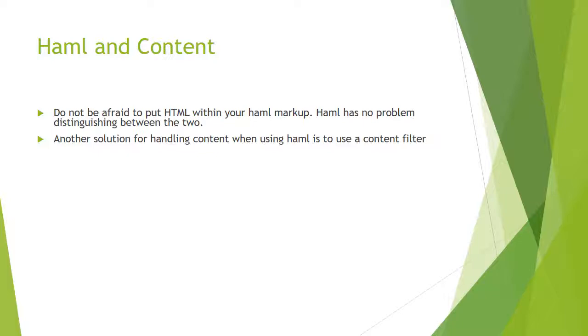Another solution for handling content when using HAML is to use a content filter. HAML allows any block of content to be passed through a filter, which will then process the subsequent code. The following filters can be used in HAML.